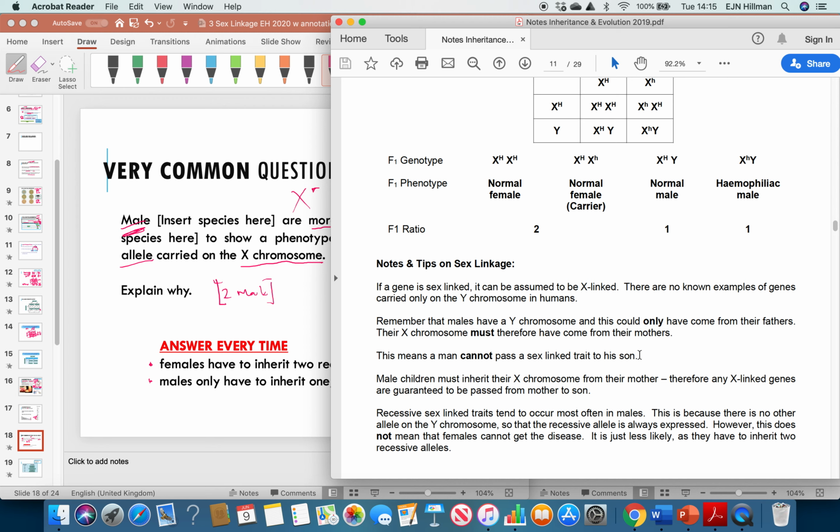If you have drawn a genetic cross diagram and somehow the male has passed on the recessive sex-linked condition to his son, you've gone wrong somewhere. Have another look. So male children must inherit their X-linked chromosome from their mother. Therefore, X-linked genes are guaranteed to be passed on from mother to son.